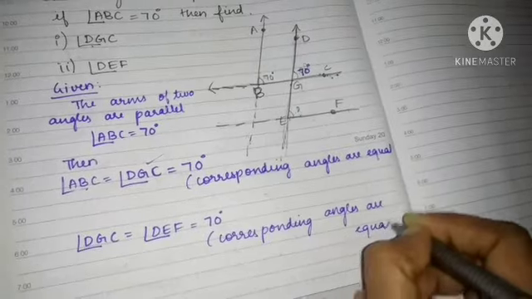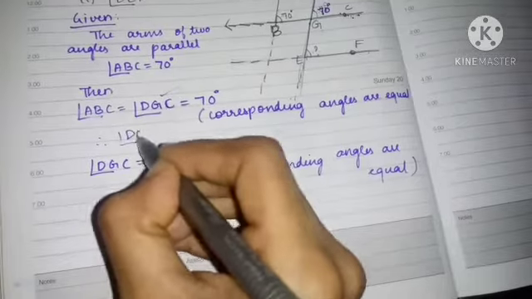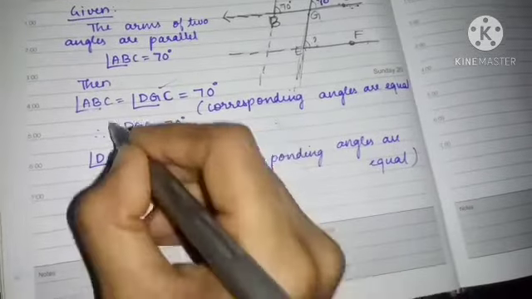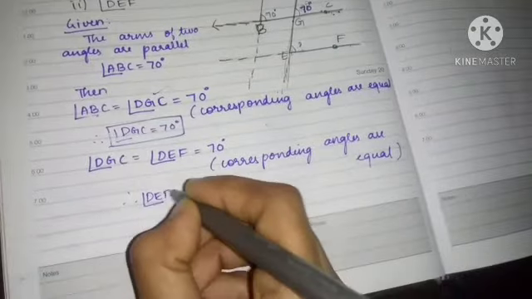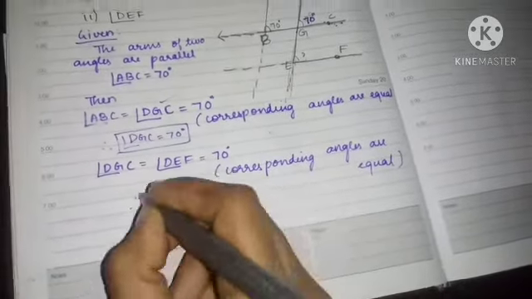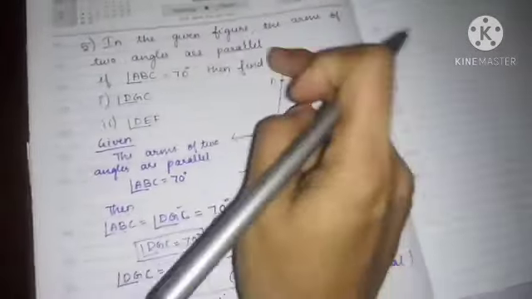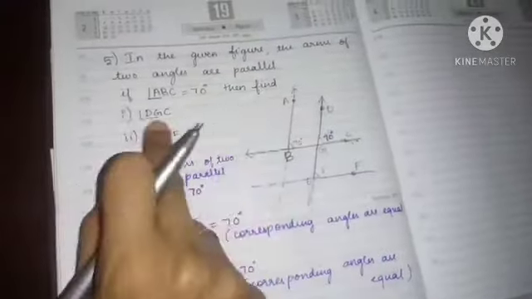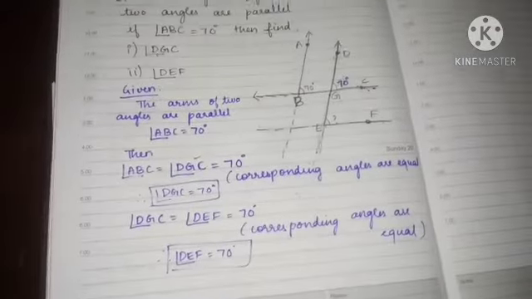So this statement is very much important. Therefore we got the value of angle DGC is equal to 70 degree and likewise angle DEF is equal to 70 degree. So now I have found both the answers of this question. So we have found out DGC angle, DEF angle. Understood?